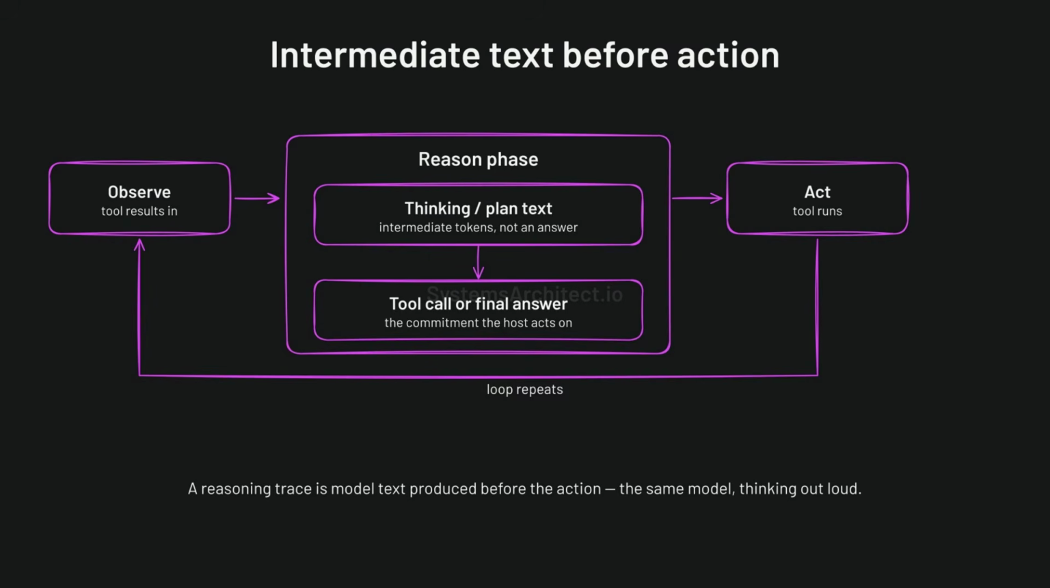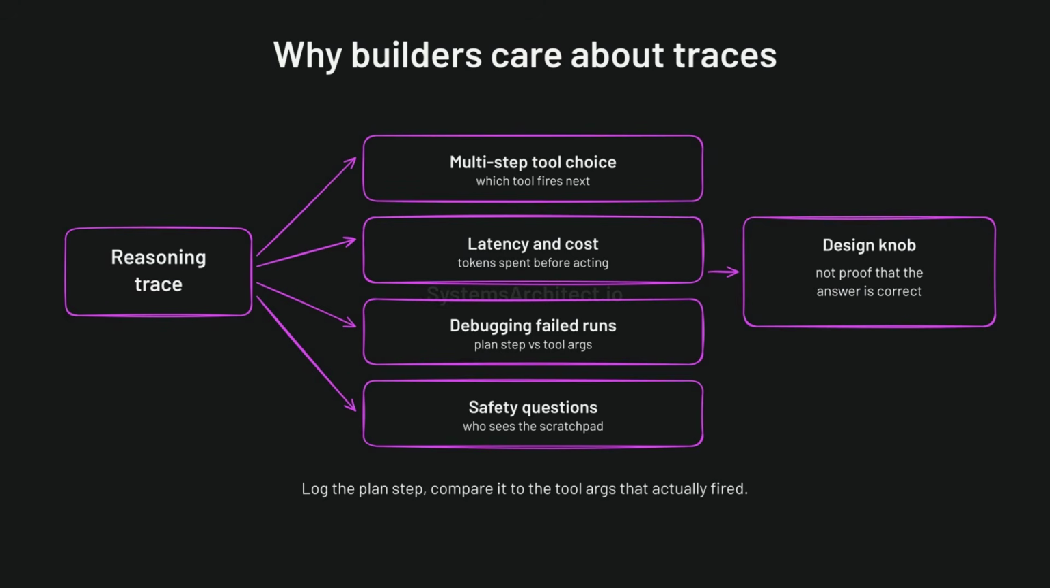Reasoning traces sit in the reason phase of the agent loop. What is a reasoning trace? A reasoning trace or thinking trace is intermediate model text produced before a tool call or final answer. Those tokens plan the next move. They're not a separate brain outside the model. Traces shape multi-step tool choice, latency, cost, and how you debug failed runs.